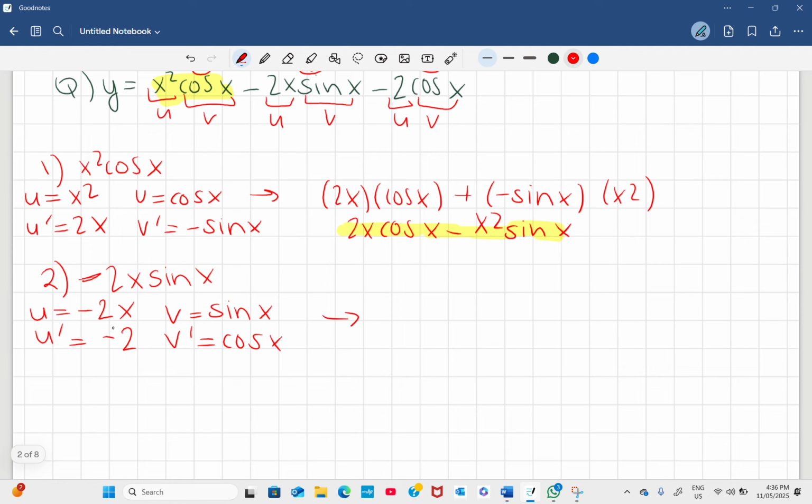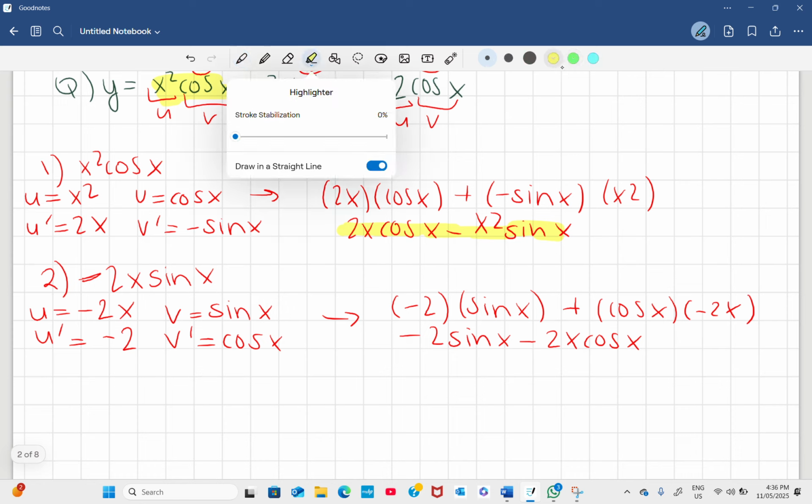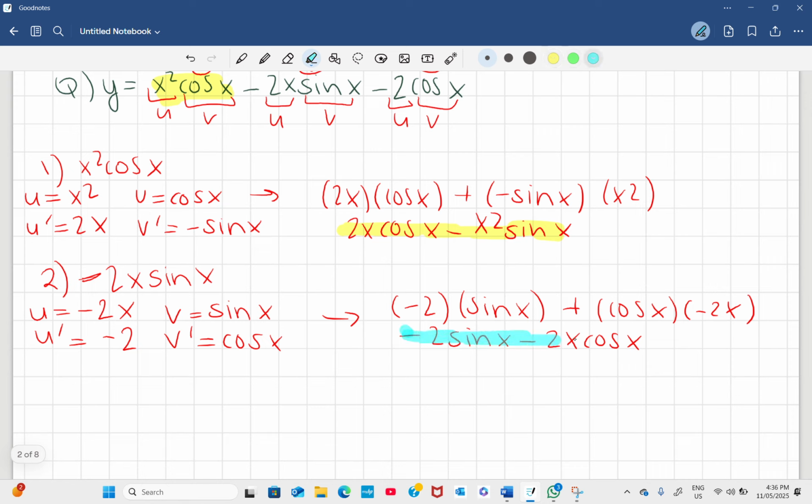Now I'm just gonna apply the formula. U prime v, so negative 2 into sine x plus v prime u, which is cosine x into negative 2x. So this is going to give me negative 2 sine x minus 2x cosine x. So this is for my second bit.